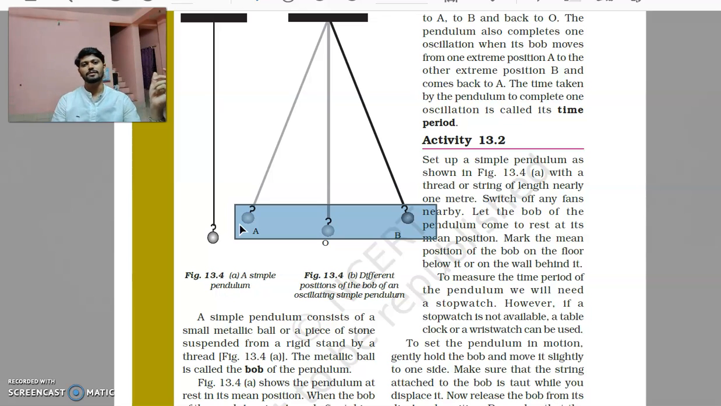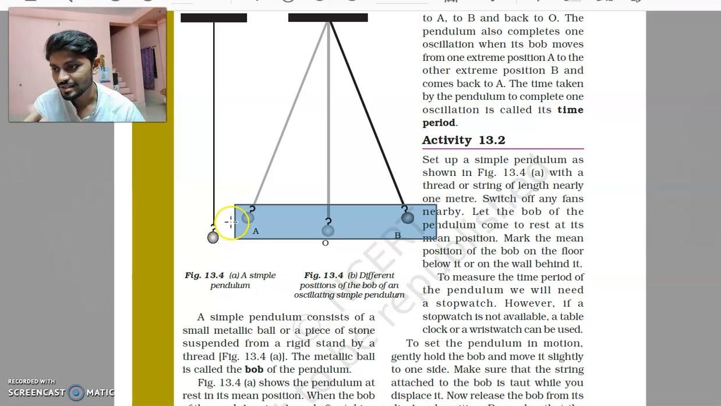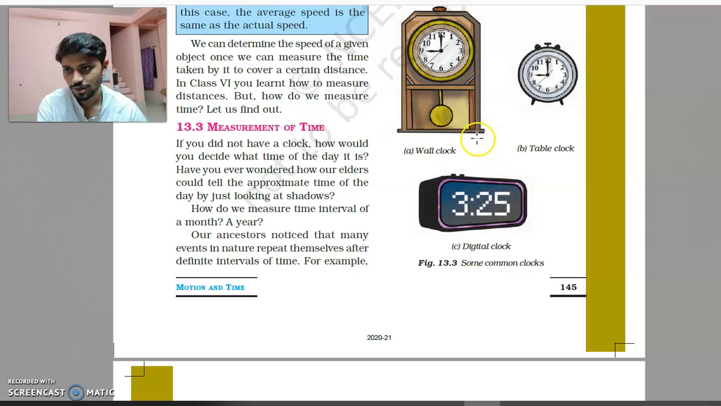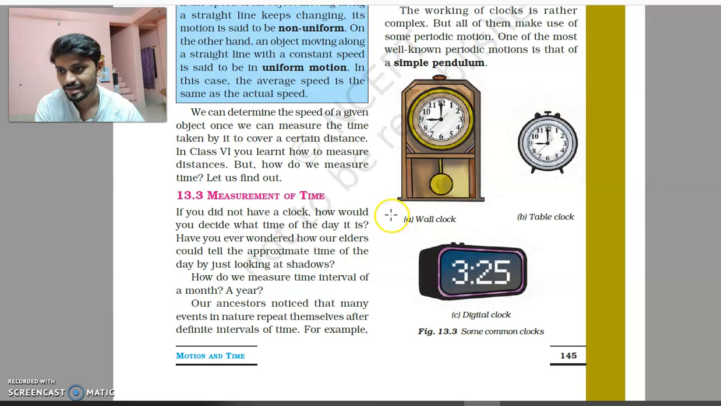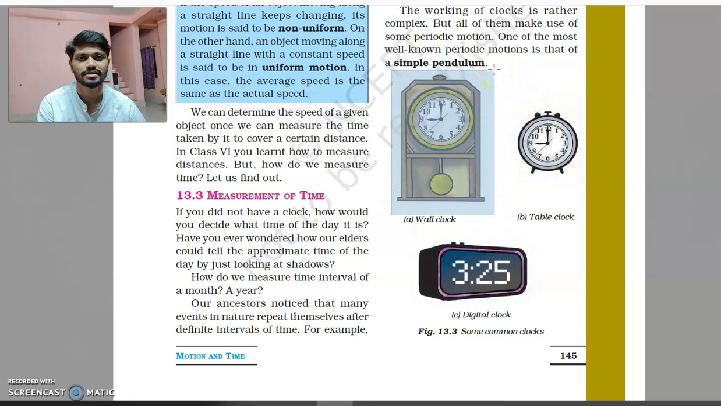Like in school, how many minutes is a period? We say it's 30 minutes, half an hour. Similarly, the time the bob takes to move from A to B and B to A, not only A to B, but A to B and B to A, coming back to where it started from. That time is called the time period. So in those previous watches, the earlier wall clocks, something which looked like this, they had a pendulum which we just discussed. Based on the time period, we were able to calculate the time that passed.